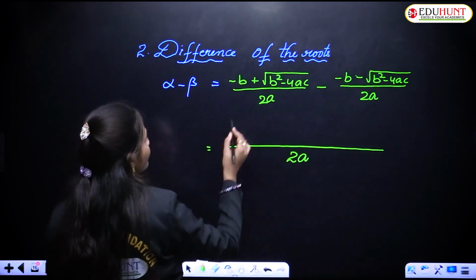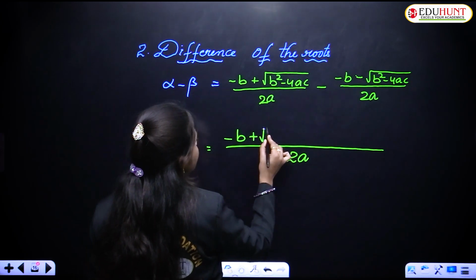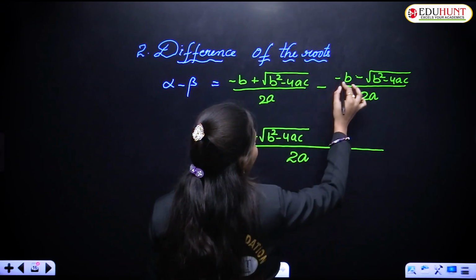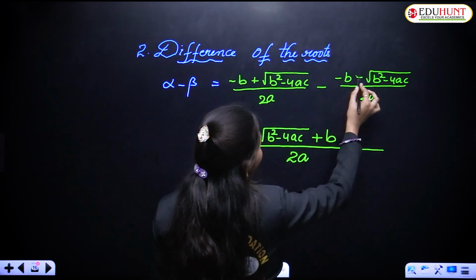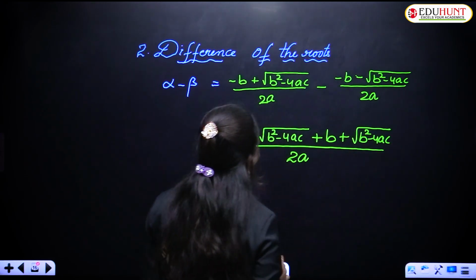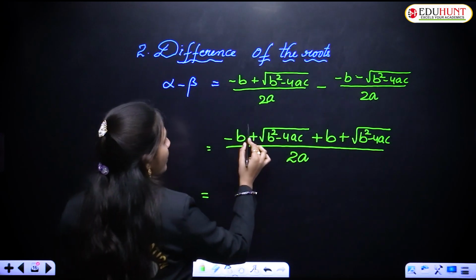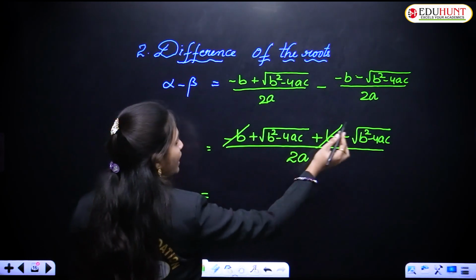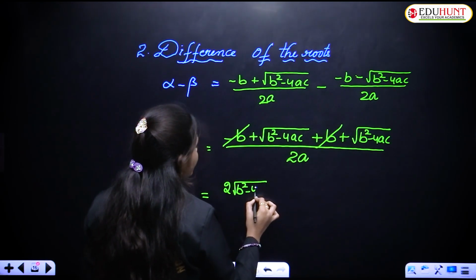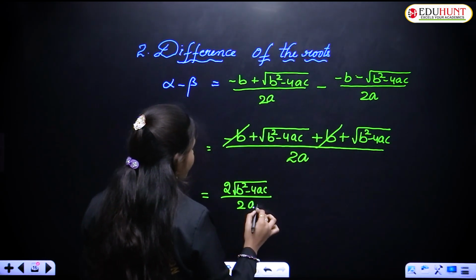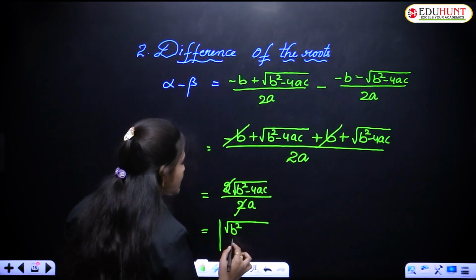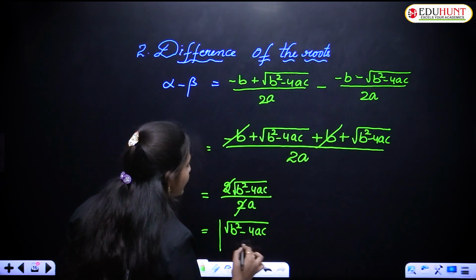Now the numerator is minus b plus square root of b square minus 4ac, and here minus into minus is plus b, again minus into minus is plus square root of b square minus 4ac. So minus b plus b gets cancelled. Here 2 times the same term is there, so 2 into square root of b square minus 4ac by 2a. So 2 and 2 get cancelled. We can write this as modulus of square root of b square minus 4ac by a.